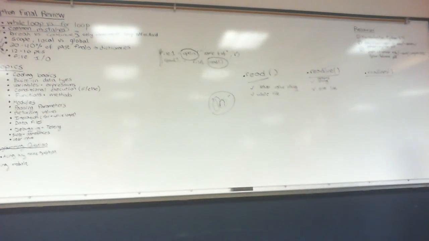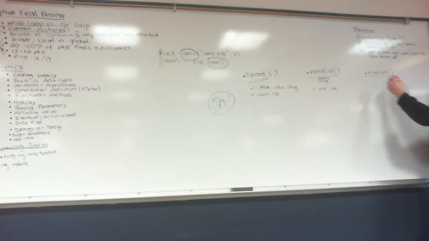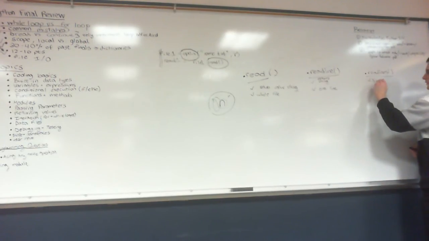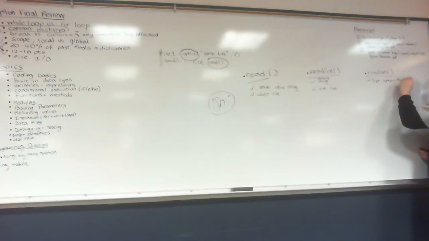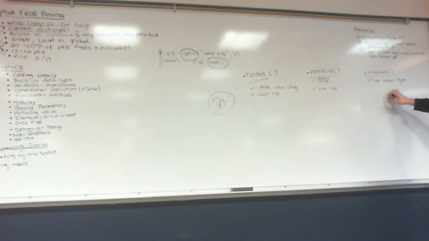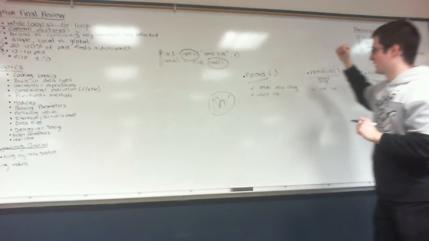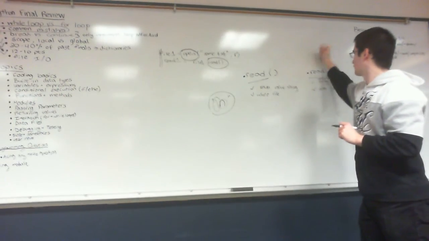So readlines. Anybody want to help me out? Return type, and what actually is returned? A list. Yep. Okay, so we have a list. How about readline? Return type. Read one line. What is each line though? Because now, okay, the return value here was a string. Return value here, string.